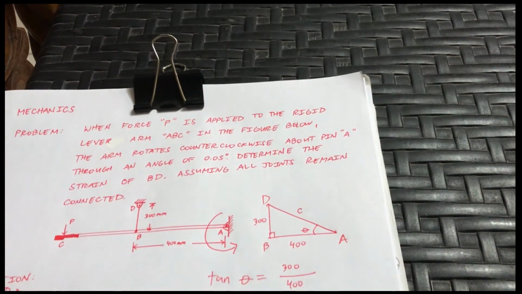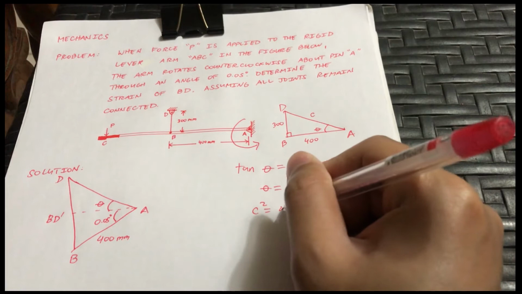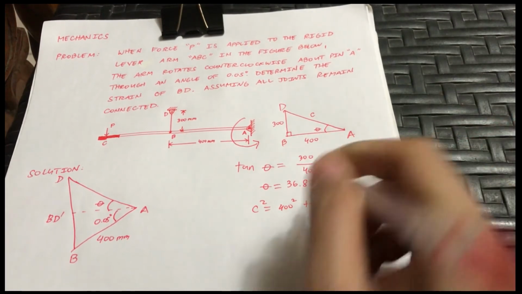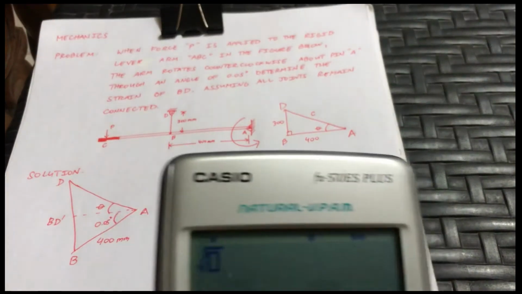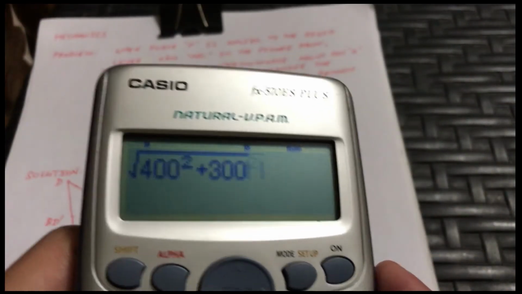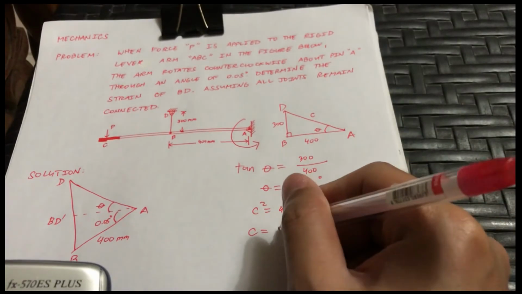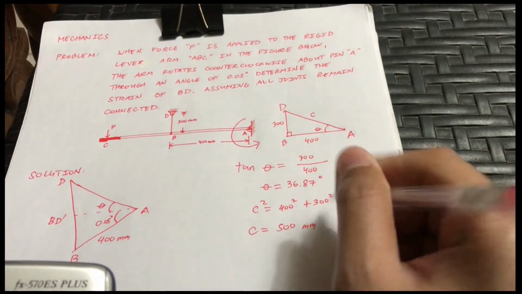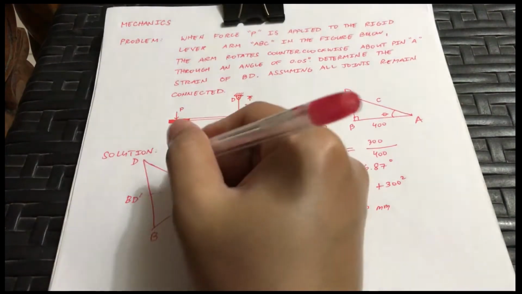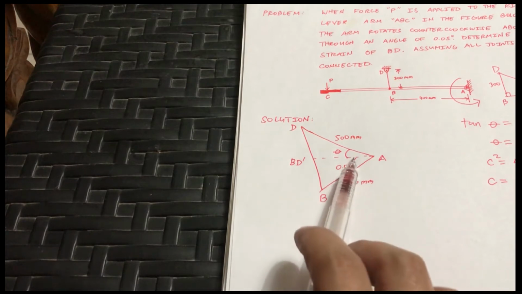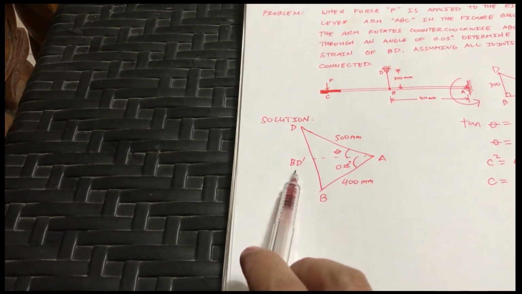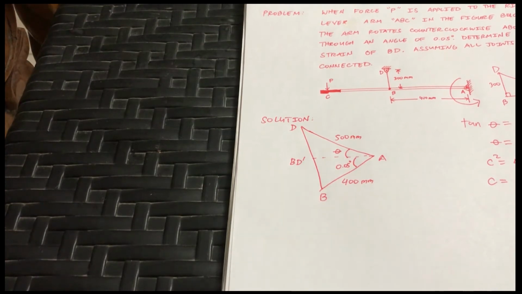We can also get AD from our figure here. AD is the hypotenuse C. And we know C squared is simply equal to 400 squared plus 300 squared. So we have C equals the square root of 400 squared plus 300 squared, 500. So C is 500 mm. So looking at this triangle, we have two sides given and one interior angle between the two sides, and we need to find the length of the third side.